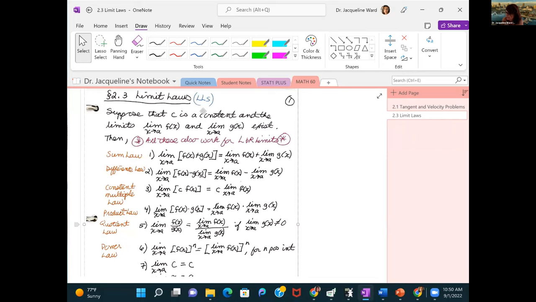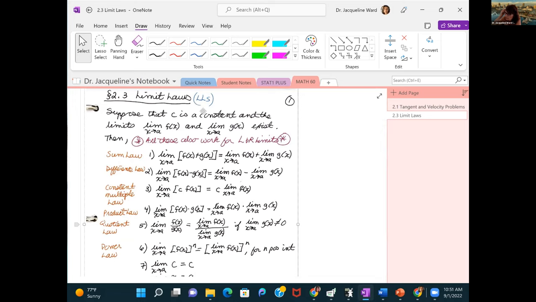So suppose C is a constant and the limits of f and g exist. And notice all of these laws also work for the left and right limits. So the first one is called the sum law. The limit of the sum equals the sum of the limits. So the limit as x goes to a of f plus g is the same as the limit of f plus the limit of g. That's the sum law.